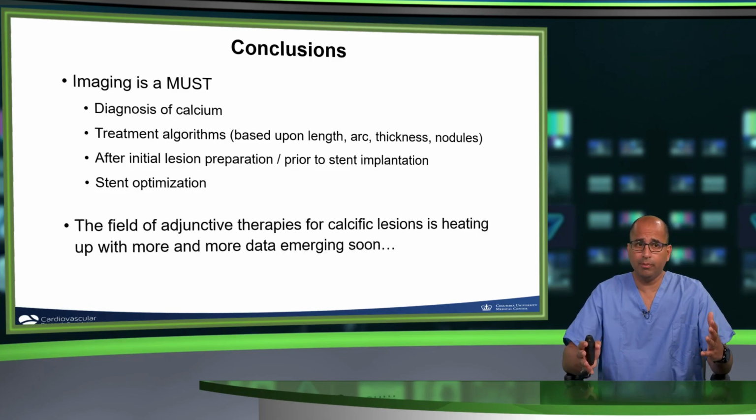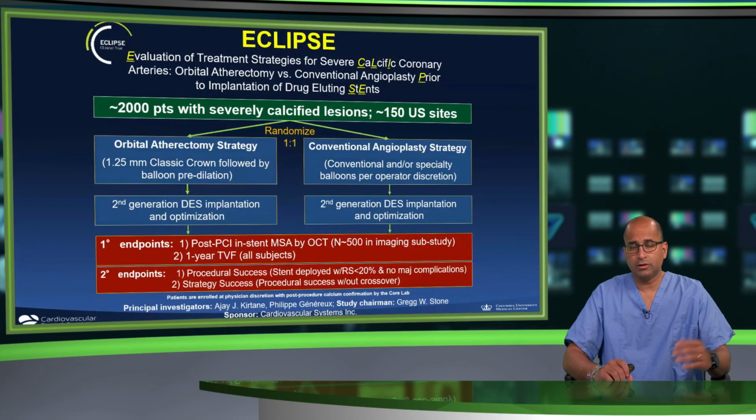The field of adjunctive therapies for calcific lesions, as we all know, is heating up. New device approvals and the like, new trials really are going to drive this field forward, especially as we see more and more cases. And Nicholas mentioned the Eclipse trial. This is just a schematic of it. Basically, we're almost three-quarters through enrollment of 2,000 patients, randomized to an OAS-based strategy versus a balloon-based strategy, followed by DES. There's a 500-patient arm of OCT to look at the mechanism of what happens as well.